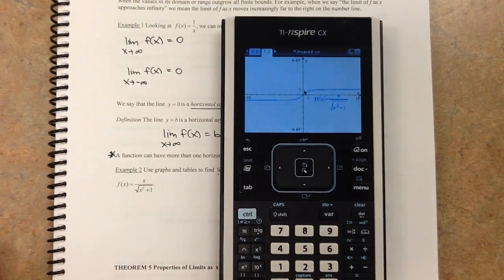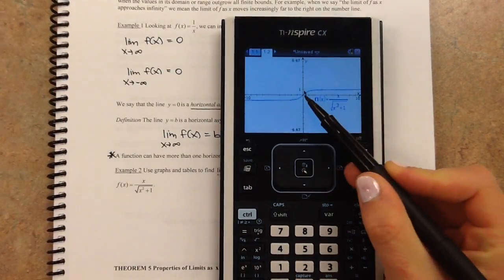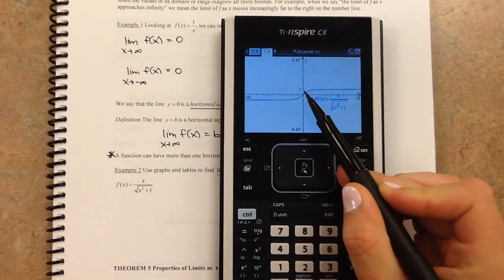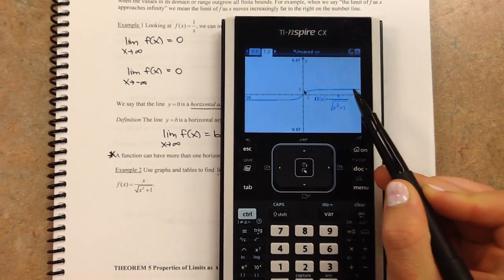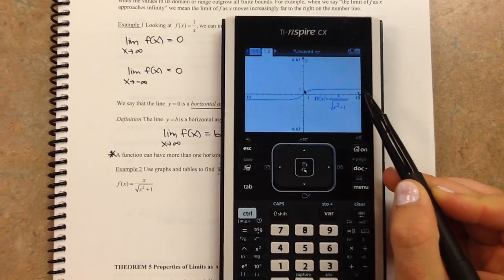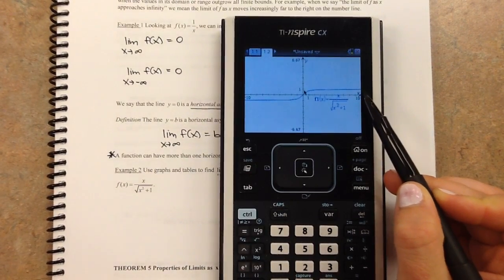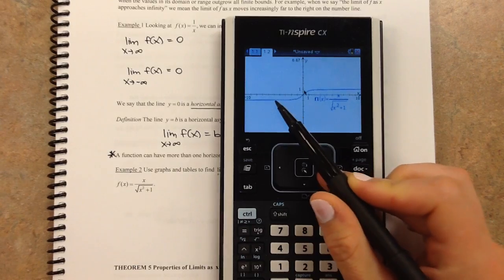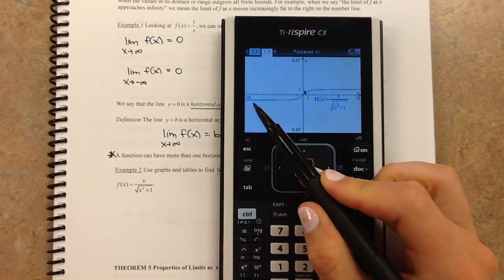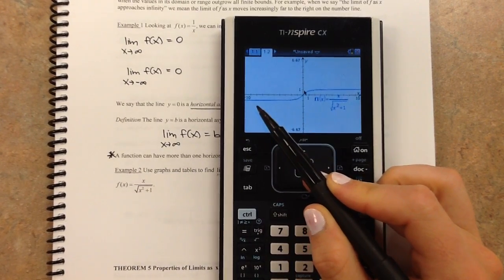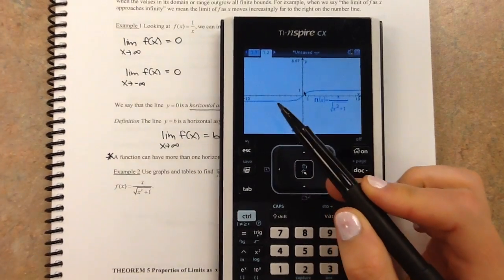So we're going to give a little sketch, and you can also see pretty much exactly what's happening here. As I go off to the right, see how my y value is just approaching 1. It's not going to go any higher than that. It just approaches 1 the bigger my x values get. And then as I go off to negative infinity, my graph is approaching negative 1. So this is one of those rare scenarios where we actually have two horizontal asymptotes.